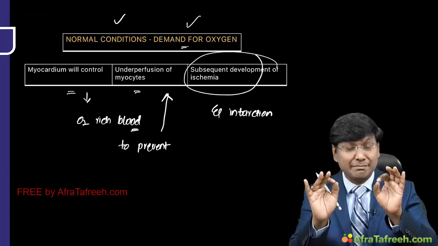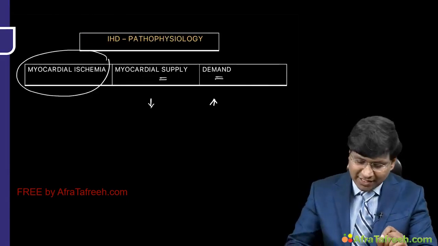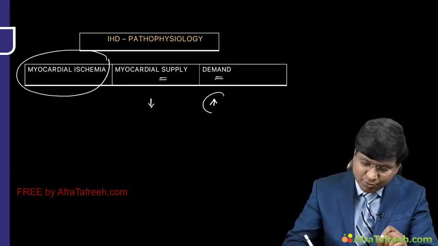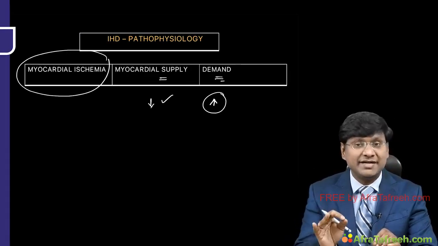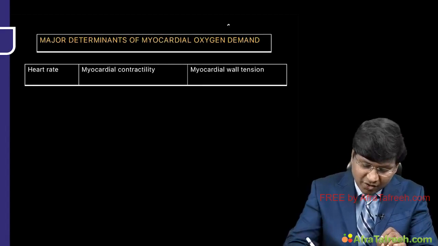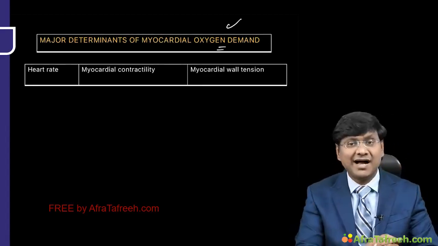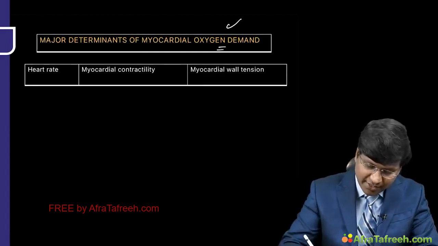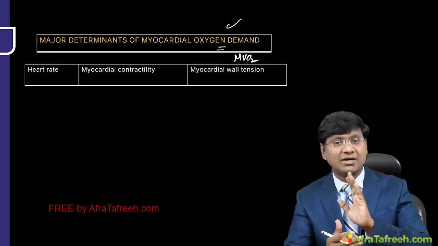So if you take the major determinants of the myocardial oxygen demand, what is it that we are discussing? The demand is more, the supply is less. Now, what are these major determinants of the myocardial oxygen demand? The major determinants are the heart rate. This myocardial oxygen demand, we use it as MVO2. That is called myocardial oxygen demand.